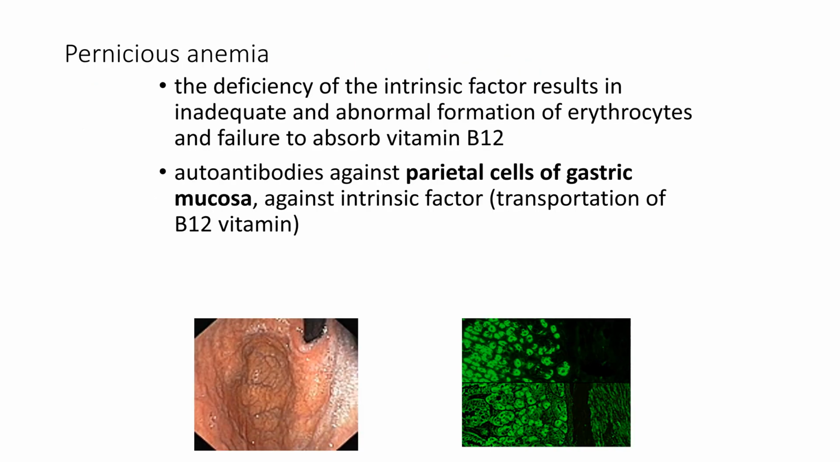Now the pernicious anemia. In pernicious anemia, the deficiency of intrinsic factor, which we all know, results in an inadequate and abnormal formation of erythrocytes, and there is a failure to absorb vitamin B12. Hence, there is formation of autoantibodies against the parietal cells of the gastric mucosa and against intrinsic factor, which helps in the transportation of vitamin B12.